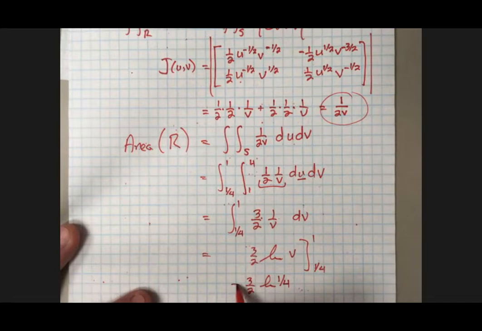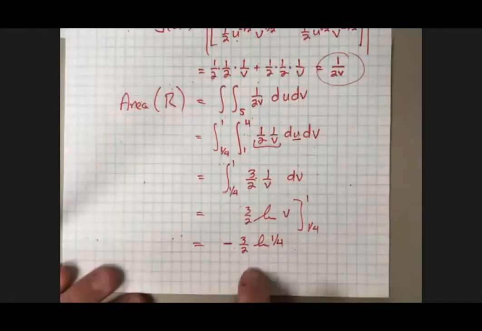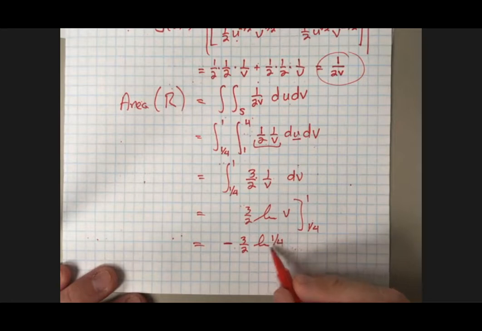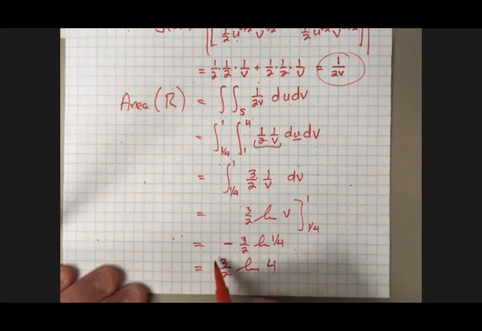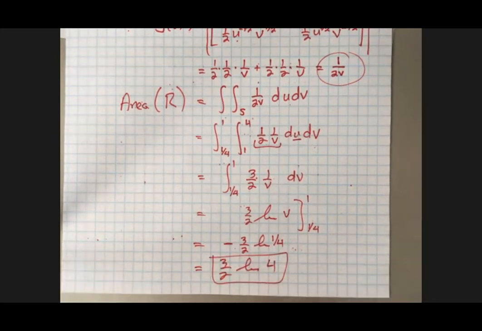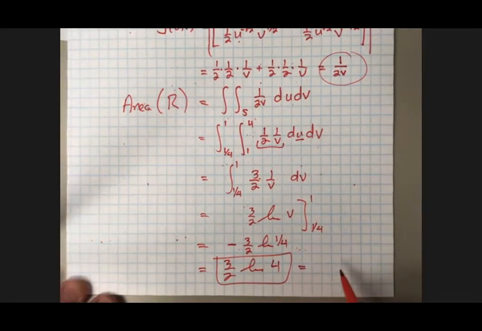And I'm supposed to subtract the 0. And you're nervous having negative area, right? But remember, natural log of 1/4 is negative. This is 4 to the minus 1. So you could take the minus 1 out front. And you could say this is 3/2 times the natural log of 4. The area of this region is 3/2 times the natural log of 4.